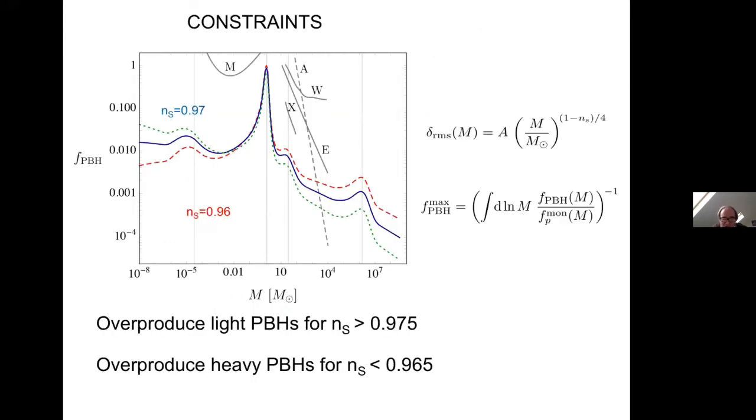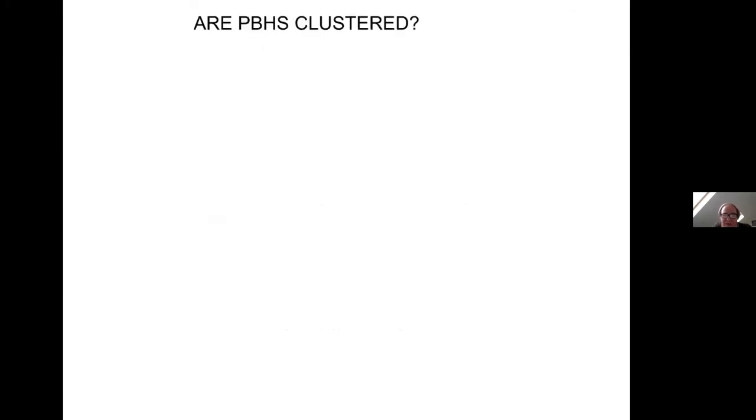These are the constraints, which is why we argue that you need roughly 0.97. I have to be honest and say that we recently revised the calculations and it's now becoming 0.96, but I'm only going to present the result as it was more recently.